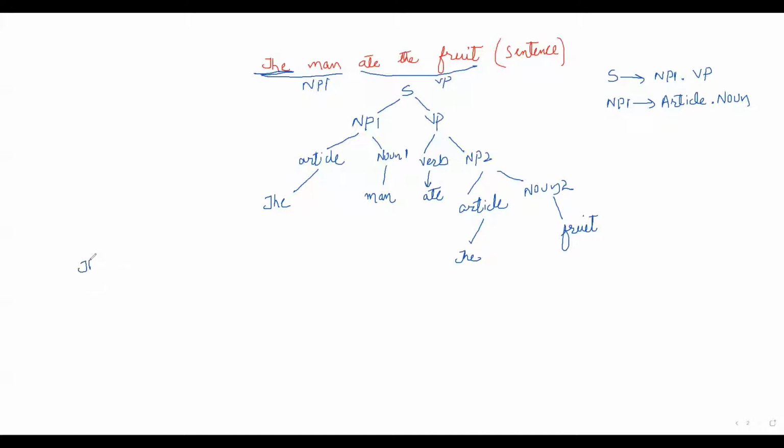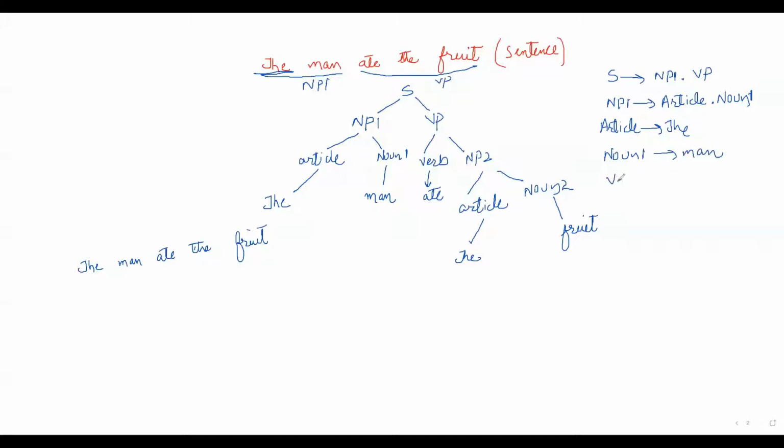So what is the sentence? The man ate the fruit. Okay. So what were the rules here? So the rules were sentence can be generated using a noun phrase and verb phrase. Noun phrase internally can be article and noun 1. Okay. Article gives us the, so that means article can be replaced with the. Noun 1 can be replaced with man.